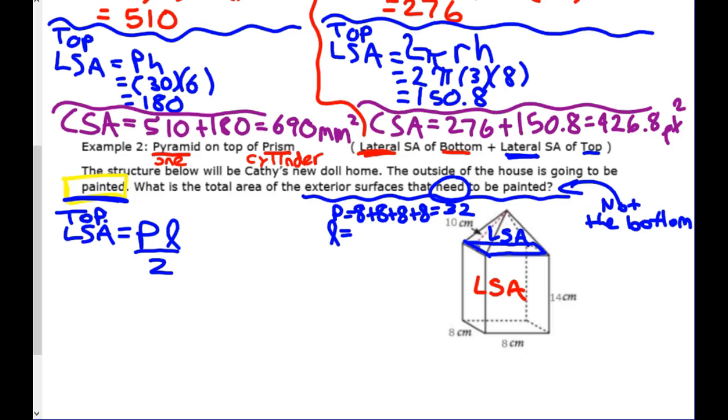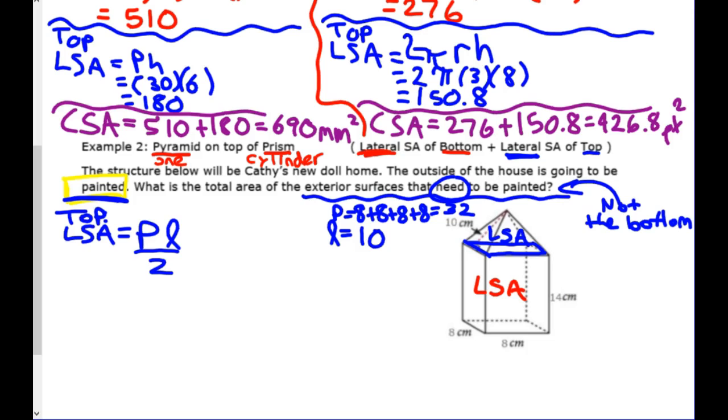Remind me, what does L stand for? Slant height. Who said length? Not length, it's slant height. Not height, slant height. Do we know a slant height? You'll see there's this dashed line right here on the slant through the middle of that face. So yes, 10 is my slant height. If you saw something going straight up and down, that would not be it. But we do know the slant height here.